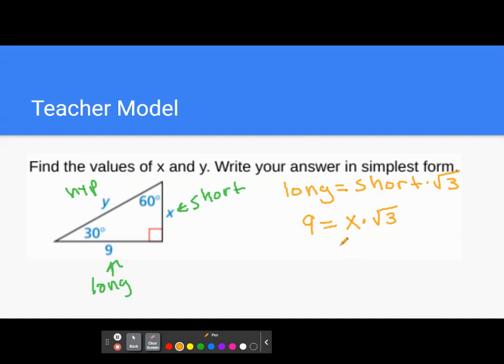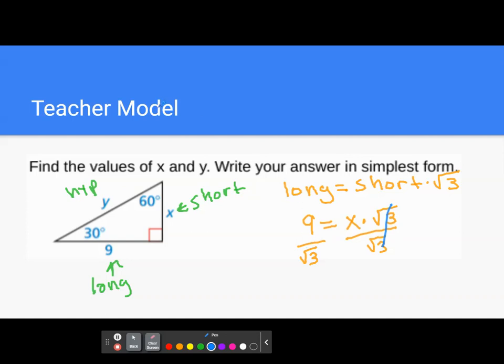Now to solve it, we're going to do exactly like we did before, but this time we're going to divide by the square root of 3. These cancel, but there's nothing to cancel this. And in math, you're not allowed to have a radical in the denominator. So you're going to have to multiply the denominator by something to get rid of the radical.